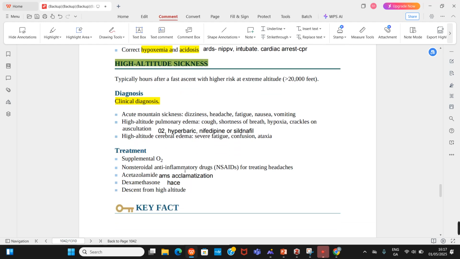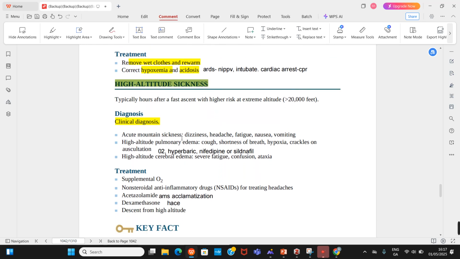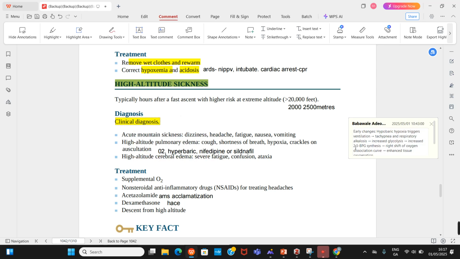Okay. So, high altitude sickness. These occur in people that ascend very fast to a very high altitude, like more than 20,000 feet, or more than like 2,000 to 2,005 meters. If somebody moves that high very fast, they can develop high altitude sickness. And what happens? It is a clinical diagnosis, and I have the changes that happen here.